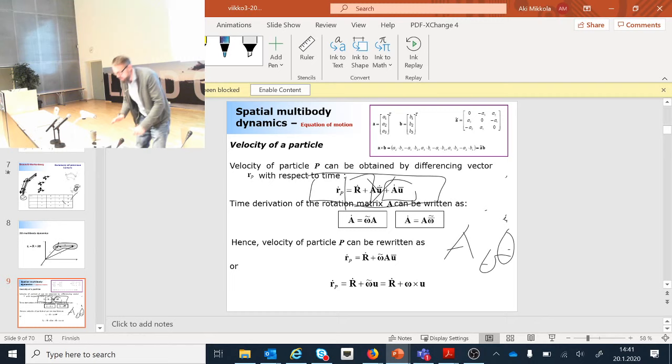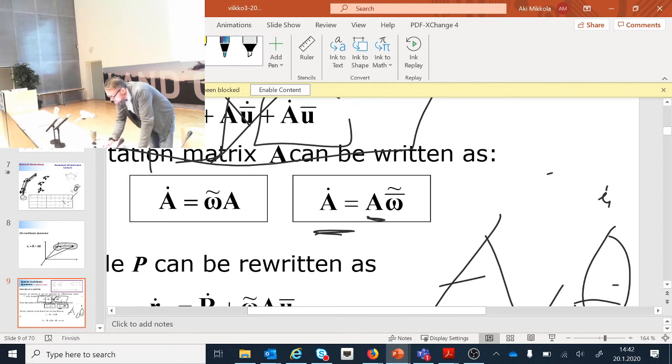In a spatial case, it's seemingly the same, but only seemingly. Because the time derivative of a rotation matrix can be expressed in such a way that it is the rotation matrix multiplied by angular velocity. Angular velocity is a vector, except that this is a skew symmetric representation, but still it is a vector because angular velocity consists of three components. Here is already where you see that things are not going well. How can you see that? Well, if you're using Euler parameters to express your rotations, how many parameters do you have?